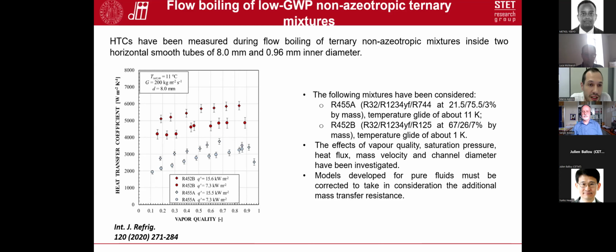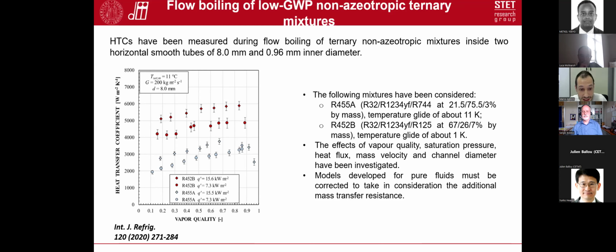Yes, this is the last activity regarding flow boiling. In this case, we have considered these two fluids, R455A and R452B. These two different mixtures have a very different glide. In one case, we have 11 Kelvin of glide, and in the other case, we have about 1 Kelvin. So to study these two refrigerants was particularly interesting during flow boiling because here we have the effect of vapor quality, saturation pressure, heat flux, mass velocity, and the channel diameter, because we tested these two mixtures also in the 8 mm and the 1 mm channel.